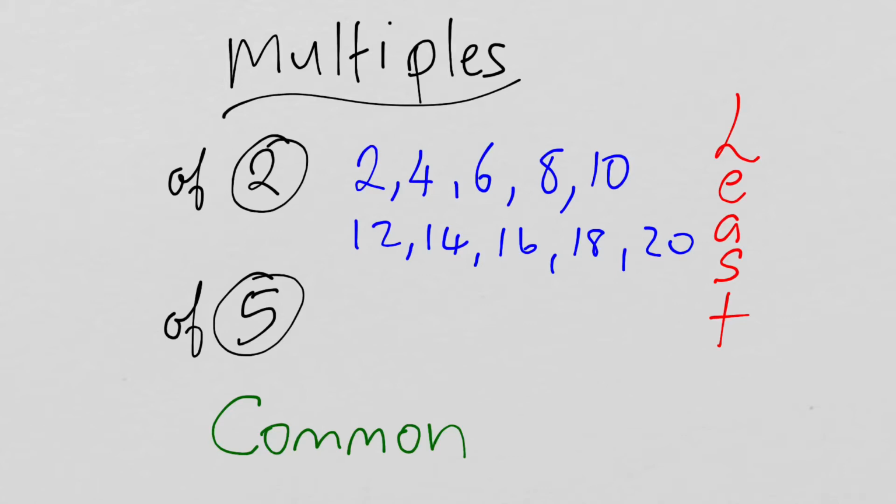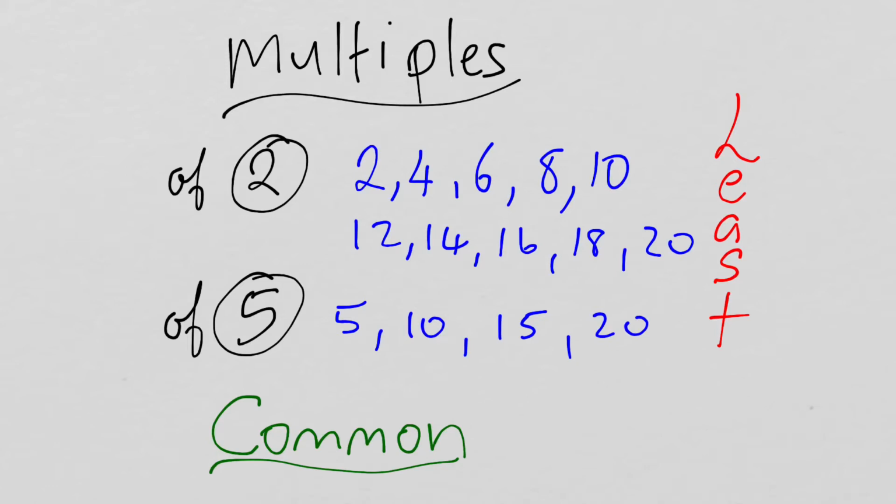Okay? But we're not looking for all of them. We're just looking for one they have in common. So let's take a look at the multiples of 5. So 5 would be 5, 10, 15, 20, and so on. So again, I could go on forever with those. But I'm not looking to go on forever. I'm looking to find ones that they have in common. Common means the same. So now I'm looking for ones they have the same.